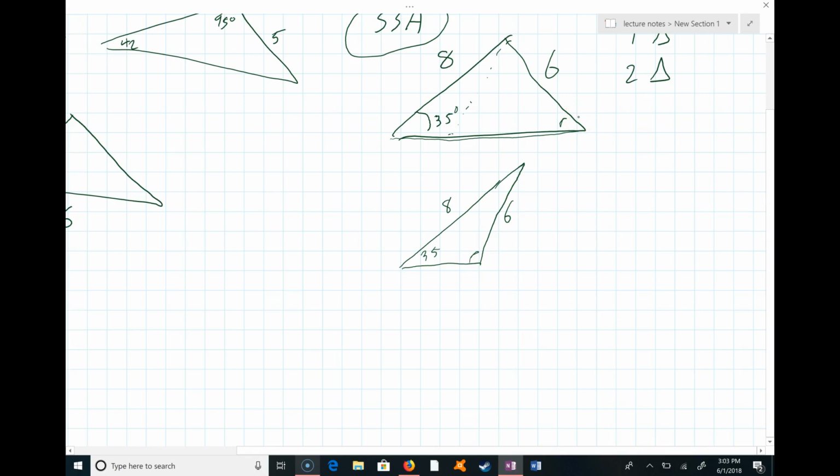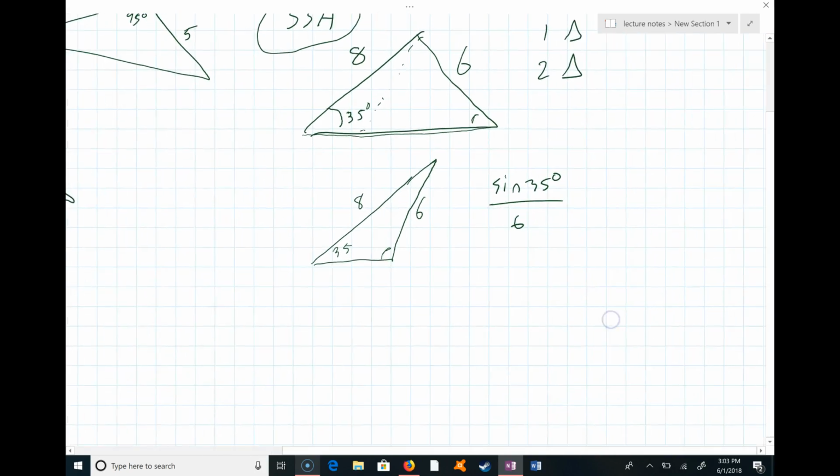So then I would go sine of 35 degrees over 6 is equal to sine of, let's just call that A, sine of A over 8. Of course, that enables me to solve for A. So I'd go 8 times sine of 35 over 6 is equal to sine of A.